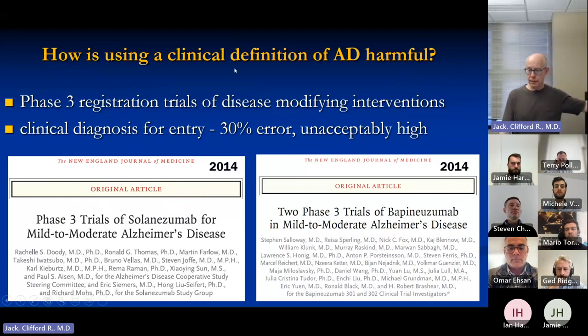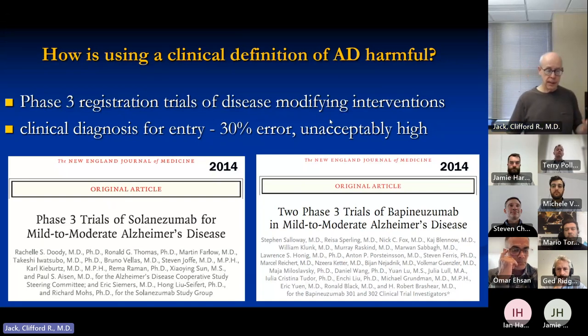A number of individuals in these studies had amyloid PET done as a sub-study, and in about a third of those, the amyloid PET was negative. So what does this mean? This means that about a third of the people enrolled in both of these trials on the basis of a clinical diagnosis of Alzheimer's disease did not have the disease they were being treated for.